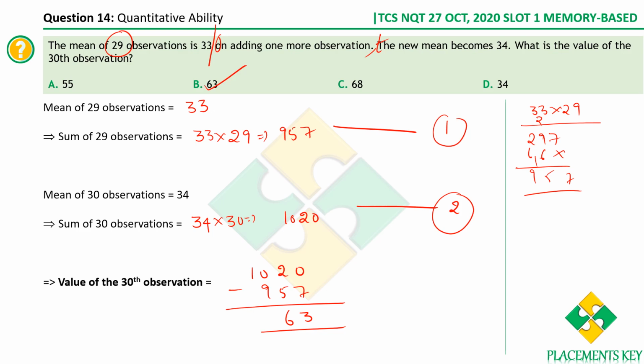Okay. Now, if not this, we can also go about it using a shortcut. What is that? See, we know that average means equal distribution. So if you say that the mean of 29 observations is 33, so each of the 29 observations has an equivalent value of 33. Is it clear? For all the 29 observations. Okay, because average means equal distribution.